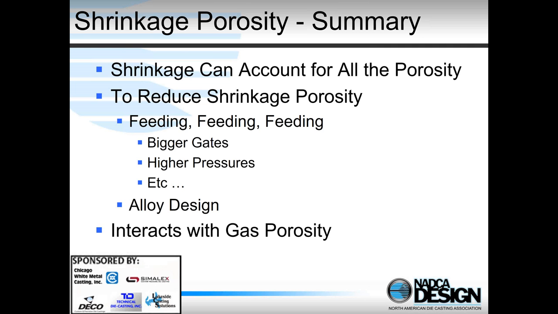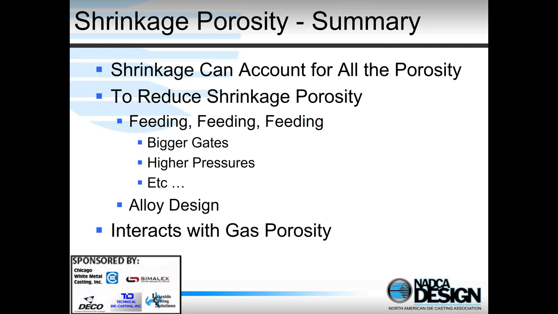So how do we reduce shrinkage porosity in die castings? Well, one thing is a bigger gate. The gate is how we feed the liquid into the casting. It's also how we feed the shrinkage. So a bigger gate will take longer to solidify than a narrow gate, and then we can push for a longer time and push more liquid into the die.